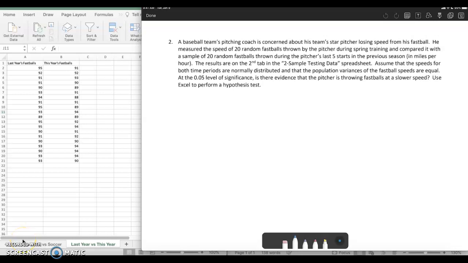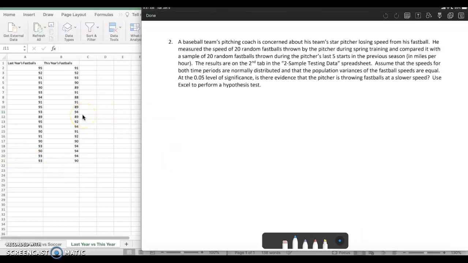Let's do one more example of a full two-sample hypothesis test. In this scenario, we have a baseball team's pitching coach being concerned that his team star pitcher is losing speed from his fastball. He measured the speed of 20 random fastballs thrown by the pitcher during spring training and compared it with the sample of 20 random fastballs thrown during the pitcher's last 5 starts in the prior season, in miles per hour.